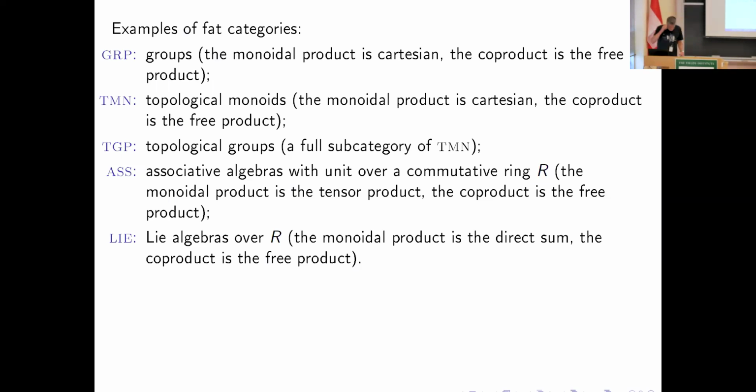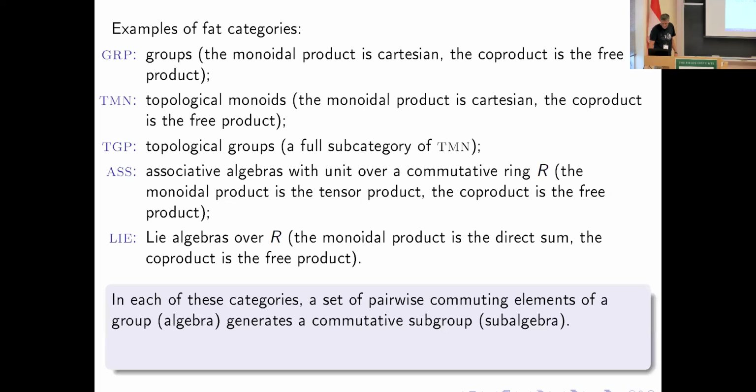Basically, if you just do algebraic categories without resorting to any model structure, without adding differentials or so on, so you do groups or topological monoids, topological groups, associative algebras or Lie algebras. These are all symmetric monoidal categories. And in all of them, what you observe is that if you have a set of pairwise commuting elements, then they generate a commutative subgroup. So all those categories are fat. But on the other hand, the category of topological spaces is clearly not fat. There are fat wedges of topological spaces, but there are no fat wedges of groups or associative algebras.